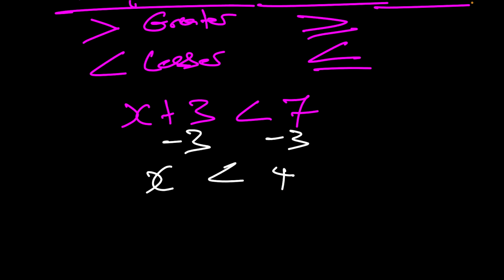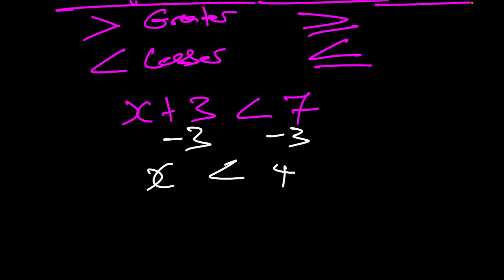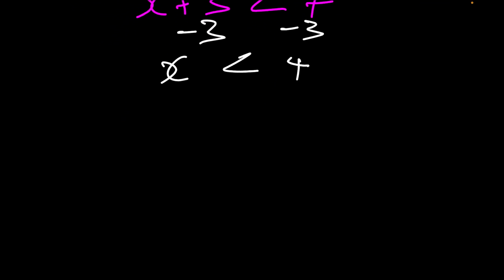So 3, 2, 1, 0, keep going downwards. So that's an example there. And as you can see, it's actually the exact same process that we used when we were solving equations. Now let's look at another example here.